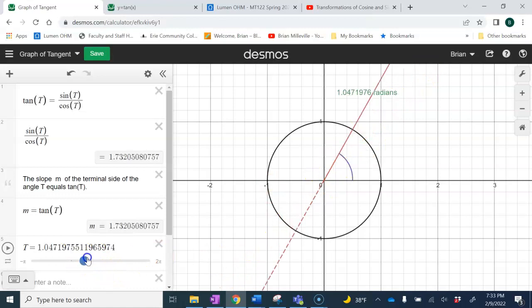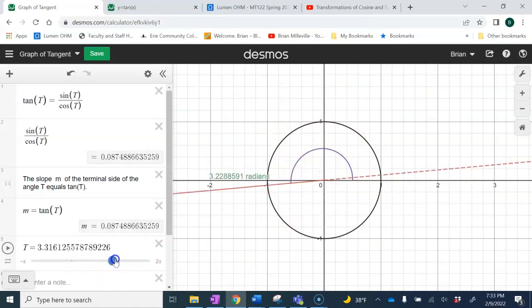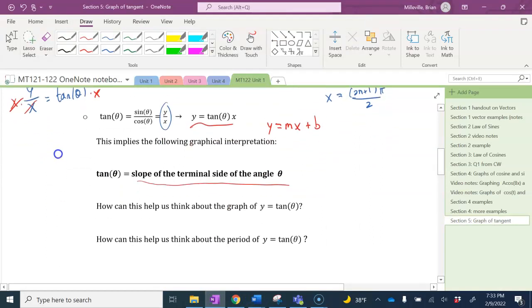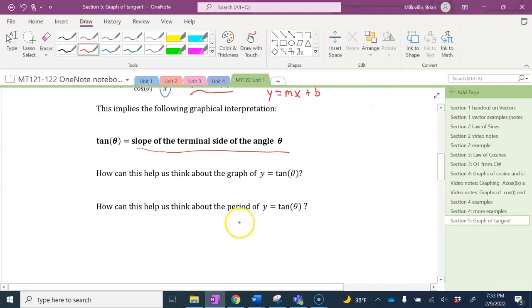If I go a 180 degree revolution to go to 135 degrees, again, our angle is different, but the slope of the line through the terminal side of our angle is still 1. All right, so what's that showing us? That the period of the tangent function is not 2 pi, but just 180 degrees, or pi. All right, so let's make note of that. How can that help us think about the graph? We can see that the period for tangent is equal to pi.